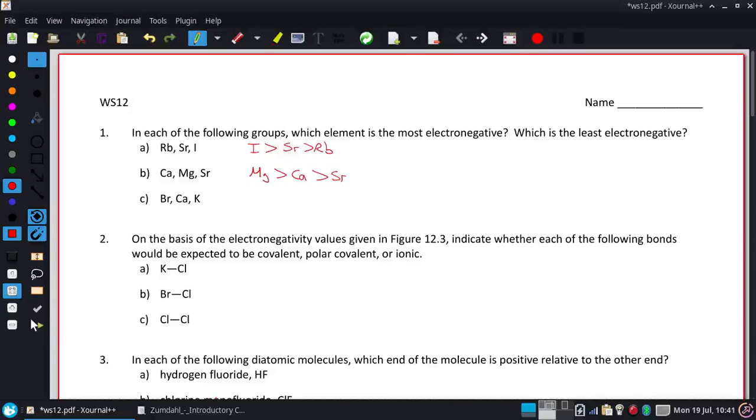Now, bromine and calcium, potassium, all in the same row as well. So bromine greater than calcium, greater than potassium.